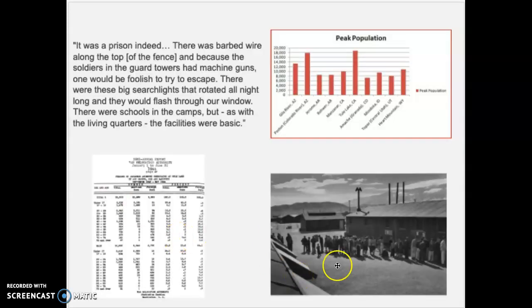This is what it was like. It was these barracks. They were open barracks. They were not private. There's no privacy. People had beds. It was in there. You were separated possibly from family. It was a prison indeed.